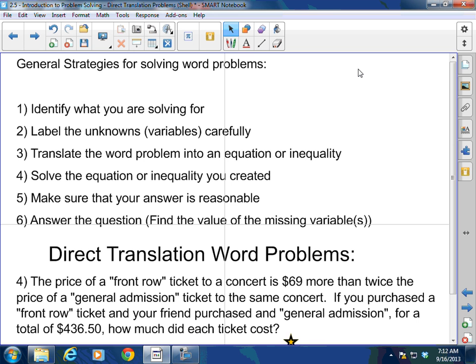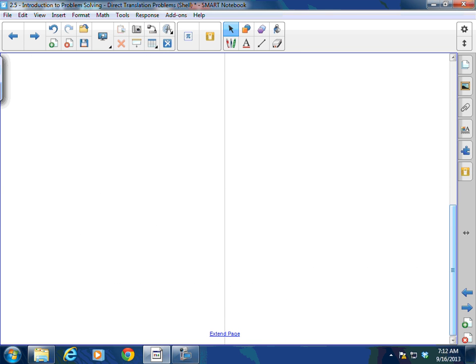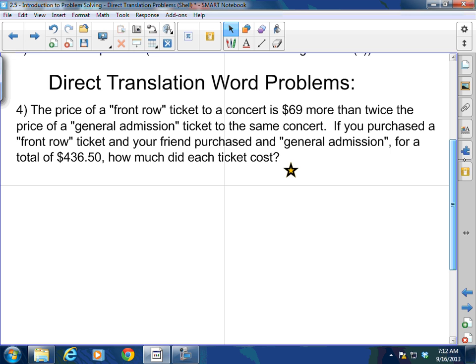Okay, now let's try some practice problems. Let's do some comparisons here. Direct translations. The price of the front row ticket to a concert is $69 more than twice the price of a general admission ticket to the same concert. If you purchased a front row ticket and your friend purchased a general admission for a total of $436.50, how much did each ticket cost?